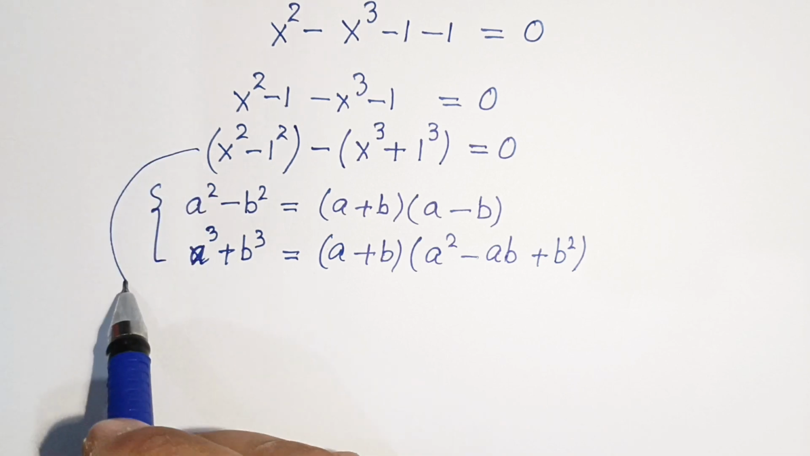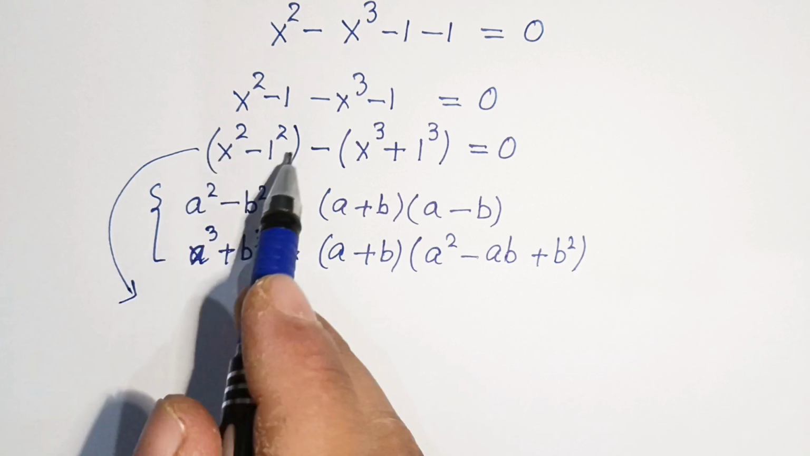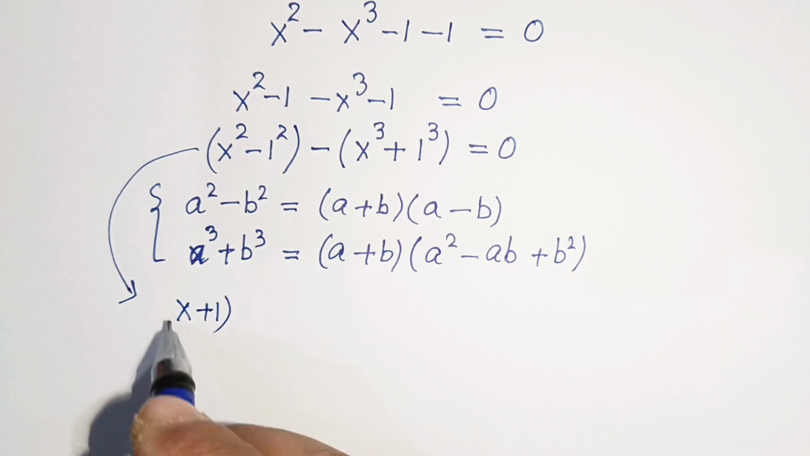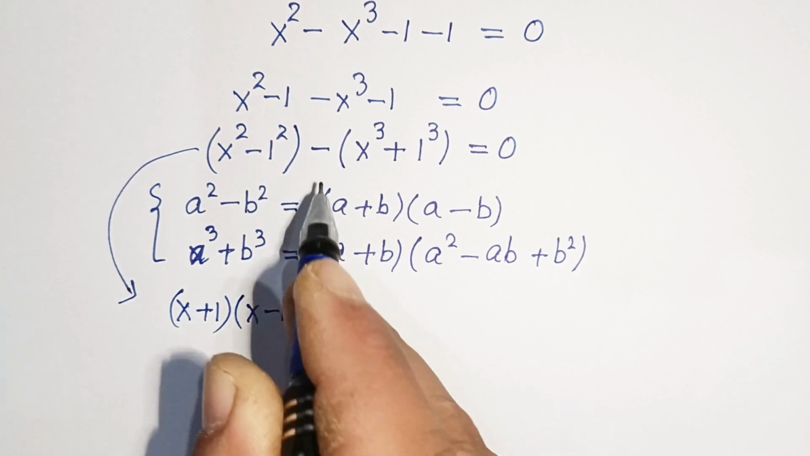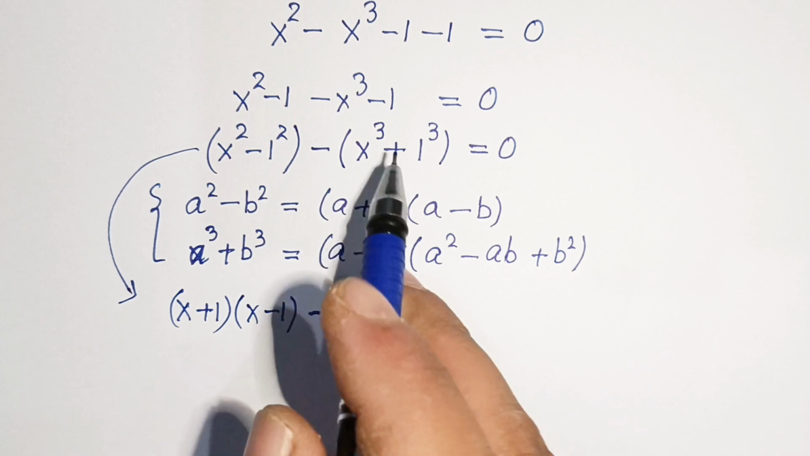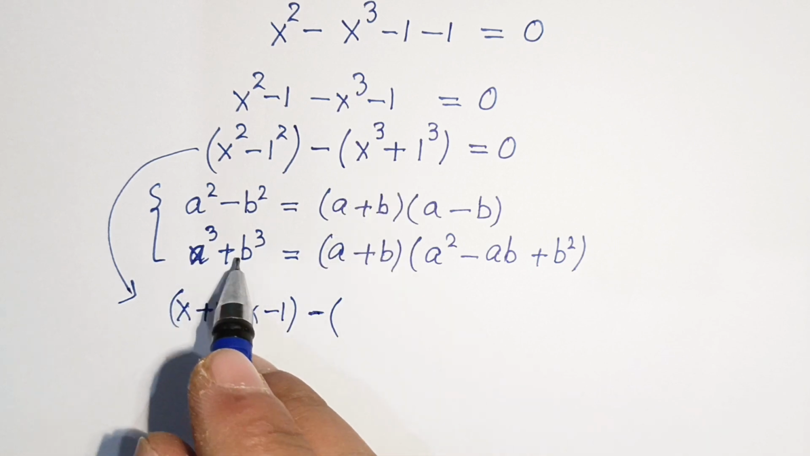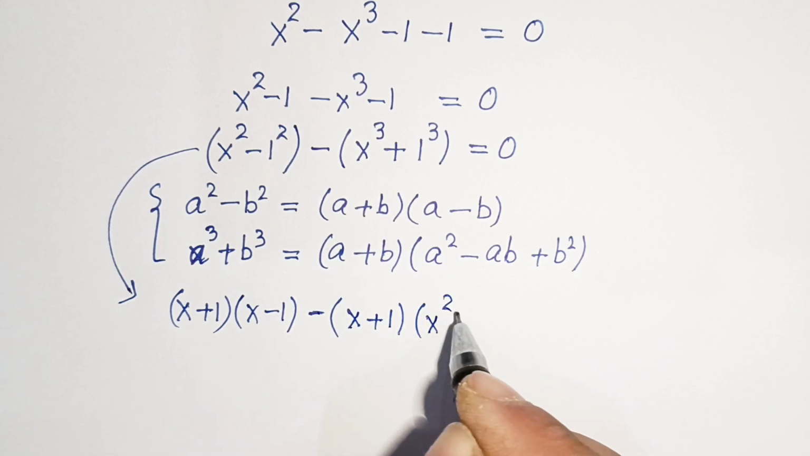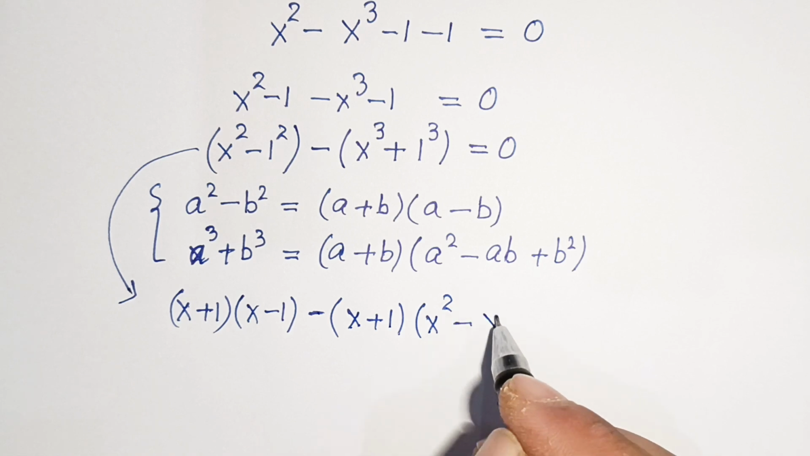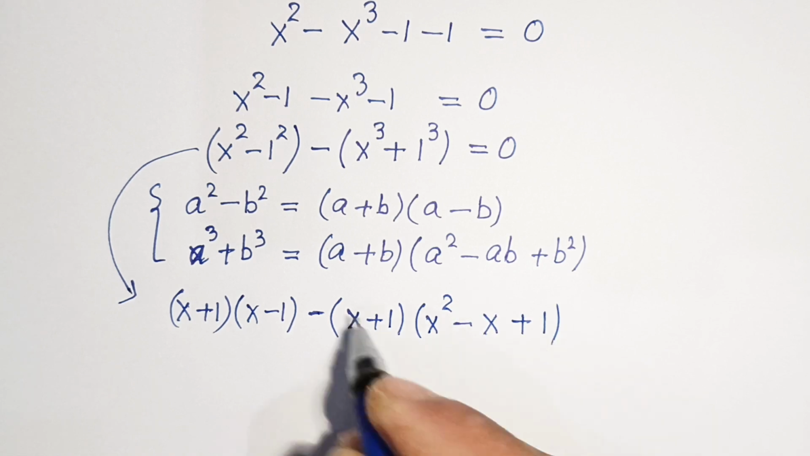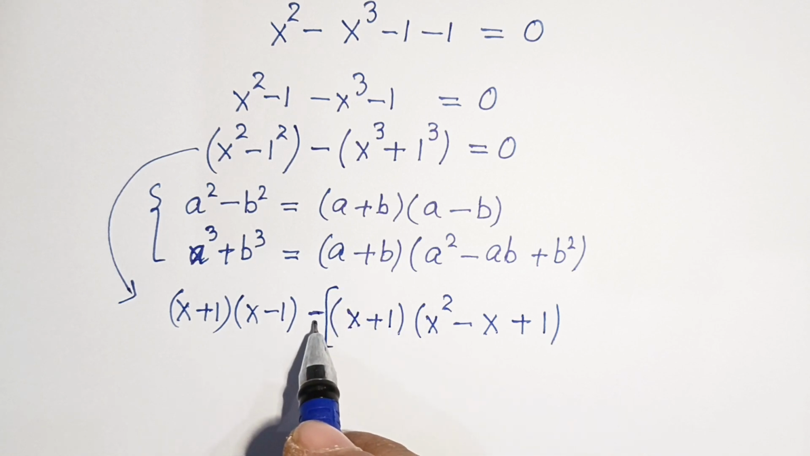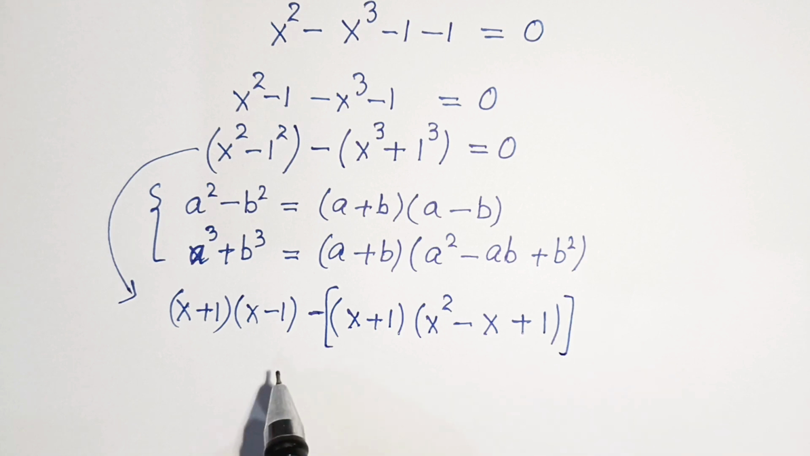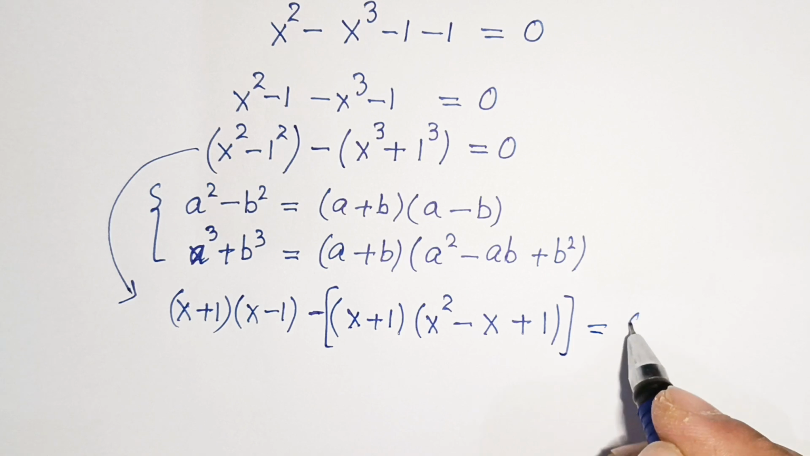So applying these two formulas, our first pair using this formula will be x plus 1 times x minus 1. Now here this minus times, it will be a cube plus b cube. So here we have x plus 1 times x squared minus x times 1 is x, and plus 1 squared is 1. Here don't forget, it is a negative sign, we have to multiply into parentheses, so we write it into braces like this, that is equal to 0.